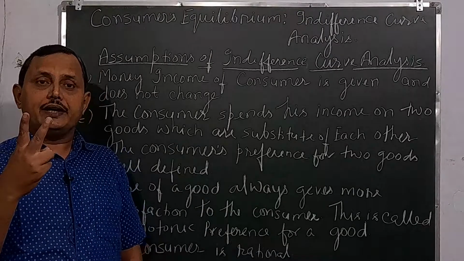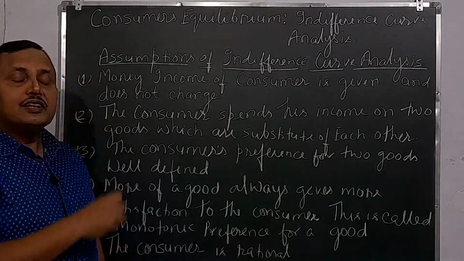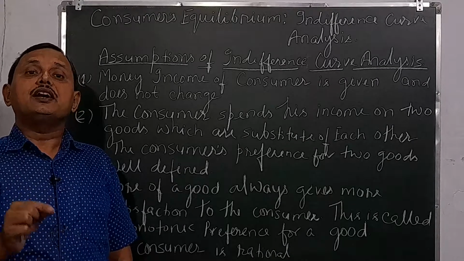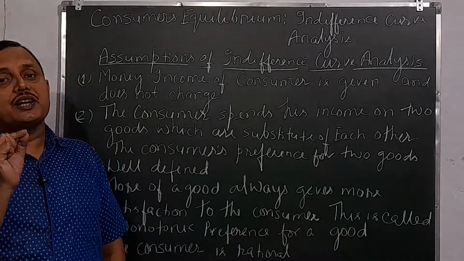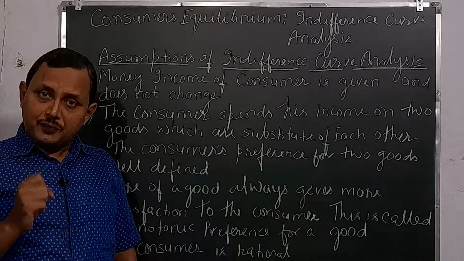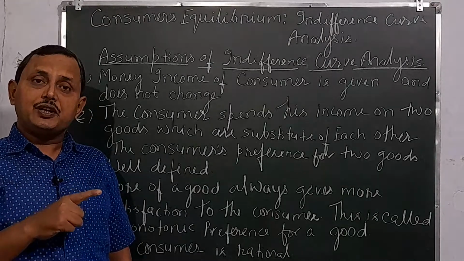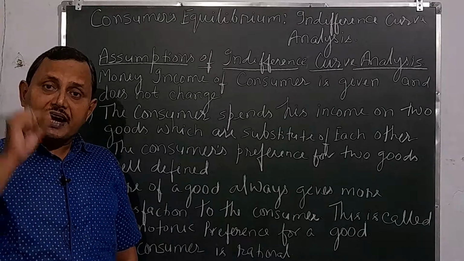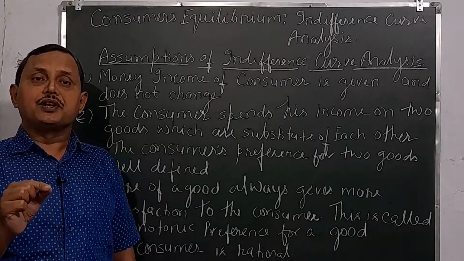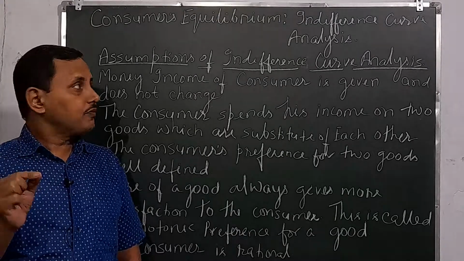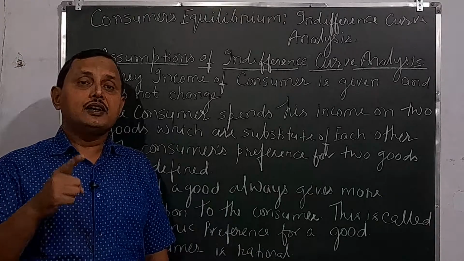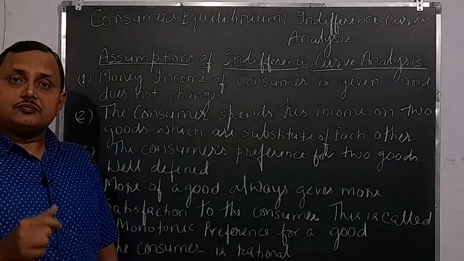There are two ways of measuring the utility derived from the consumption of a good or service. First is cardinal measurement of utility. In cardinal measurement of utility, utility derived from consumption of any good or service is measured in numbers like 1, 2, 3, 4. Another method of measuring utility is ordinal measurement of utility.